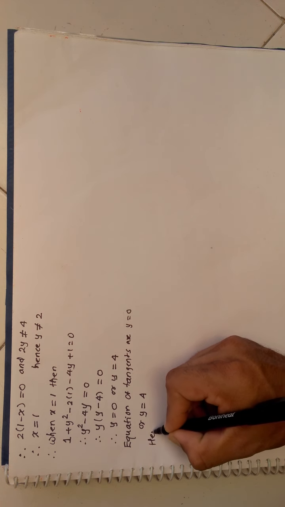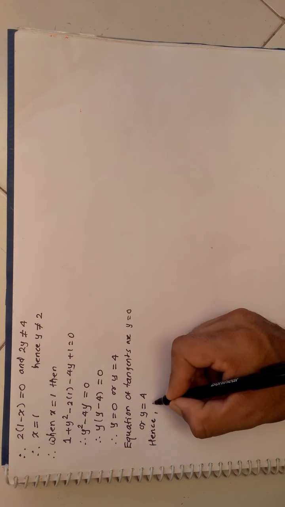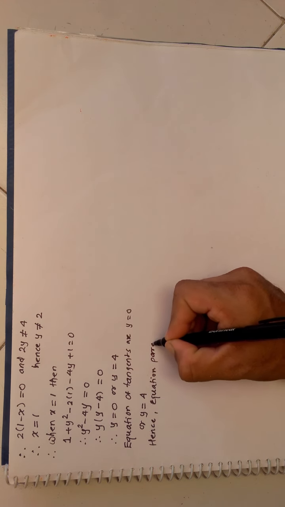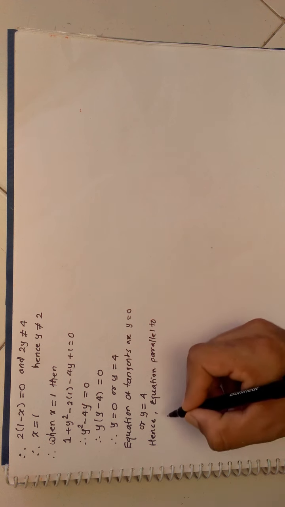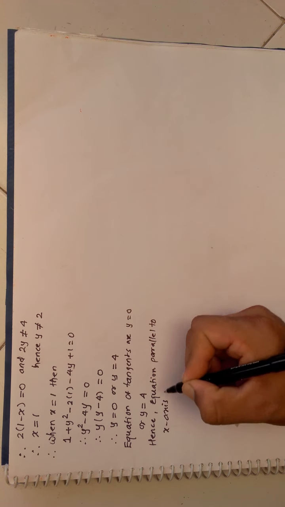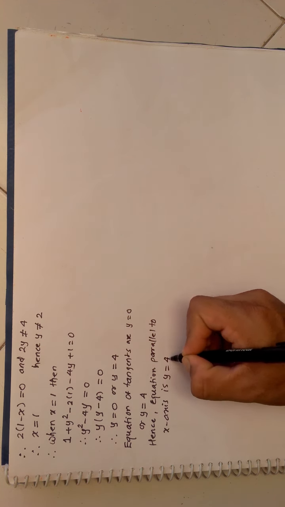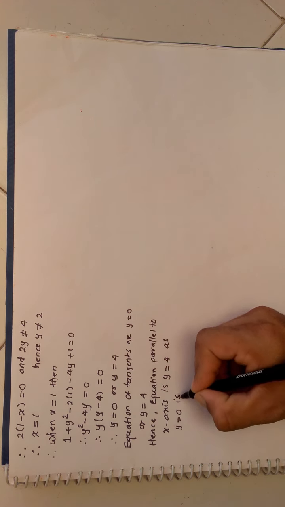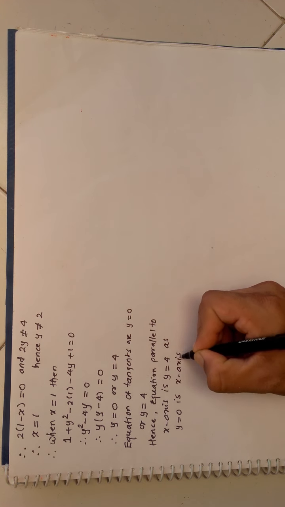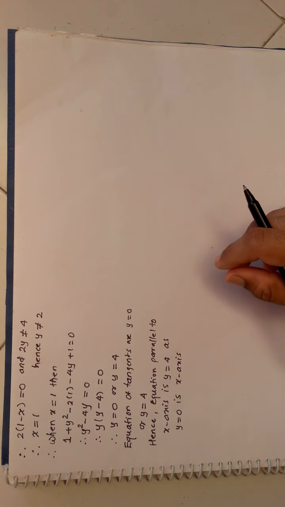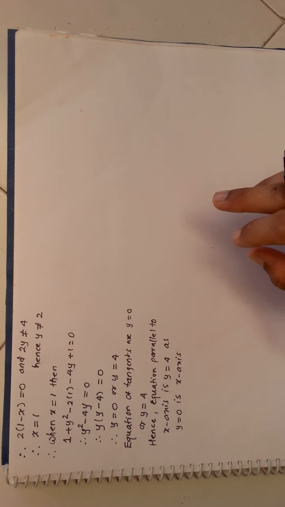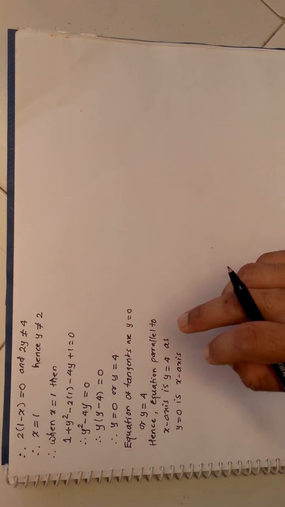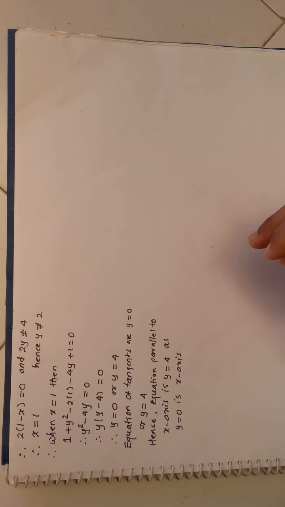Hence the equation of the tangent parallel to the x-axis is y is equal to 4, as y is equal to 0 is the x-axis itself, and it is told parallel to the x-axis. You can write both also, it does not matter, but if you see the condition, it says that it is parallel to the x-axis, so only y is equal to 4 will satisfy this particular condition.